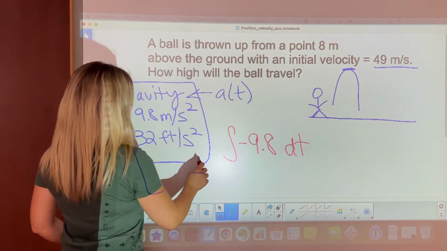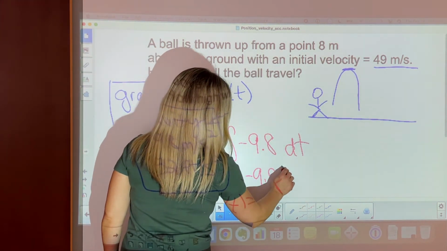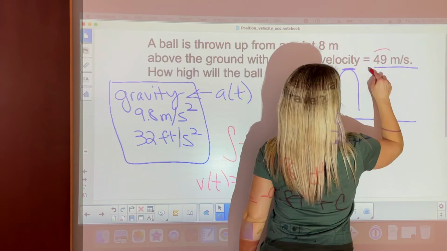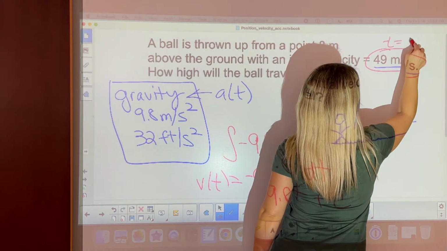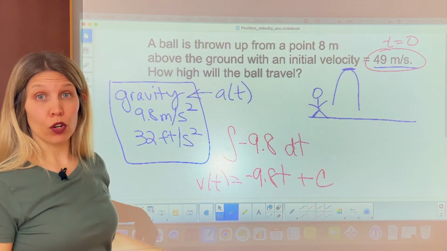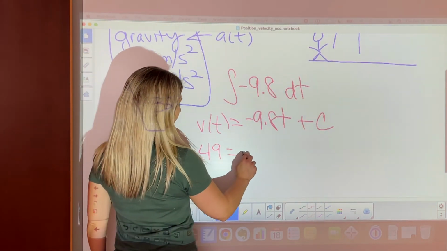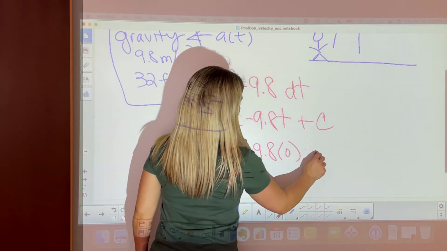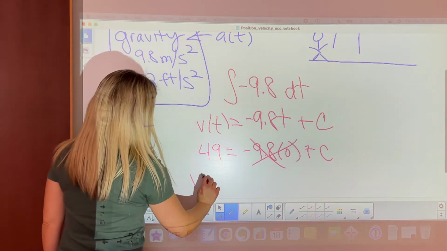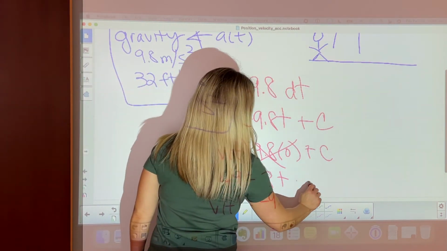So when we integrate this, our velocity equation is going to be negative 9.8 t plus c. Well, they already told us that the initial velocity is 49. So initial velocity means t is 0. When they say initial, your time hasn't started yet. So when t is 0, your velocity equals 49. So we can plug this in and solve for c. So they said velocity was 49 when t was 0, which makes your c value, because this drops, 49. So our velocity equation is negative 9.8 t plus 49.